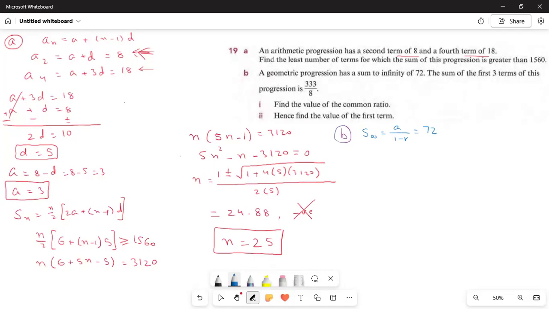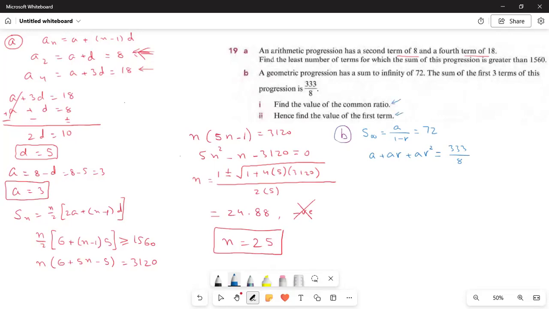The second piece of information is that the sum of the first three terms is this much. So the first term is a, the second term is ar, the third term is ar squared. Make sense or no? And this sum is known as 333 over 8. Okay, so using these two pieces of information, we need to find the value of the first term a and the common ratio r.